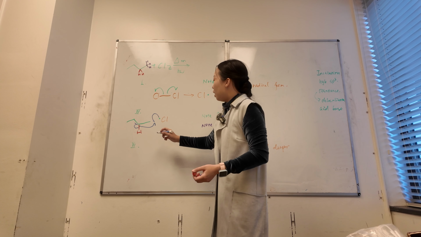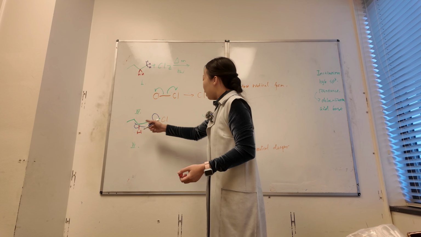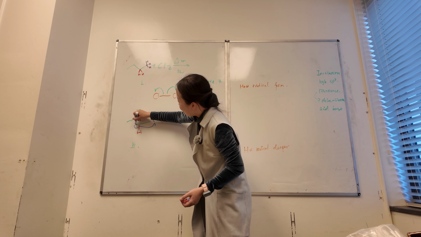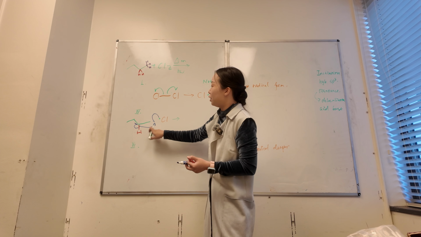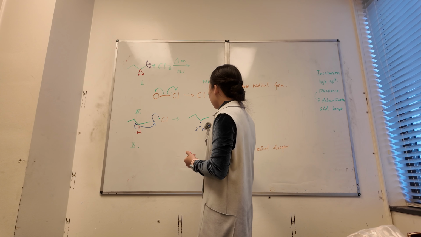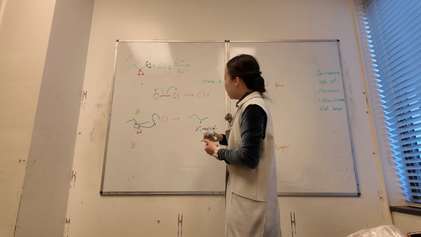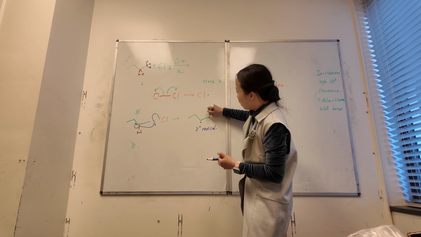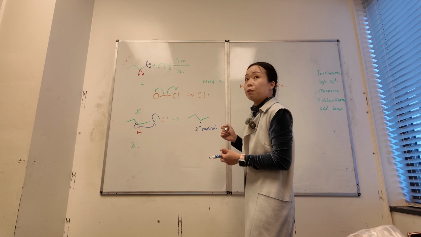Oh, yeah, that's correct. Yeah, you're right, sorry. Because we're forming a bond between H and Cl. Yeah, good catch. And this is a secondary radical. The reason it is secondary is because it's bound to two carbon neighbors, right?